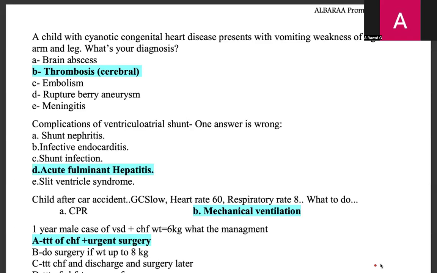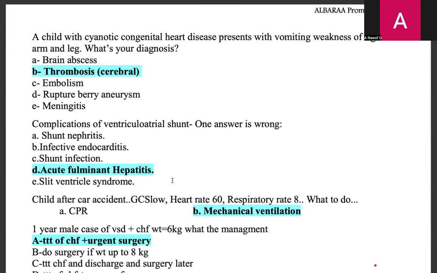Okay, complications of ventriculoatrial shunt. One answer is wrong. All the complications of ventriculoatrial shunt are shunt nephritis, infective endocarditis, shunt infection, yes. Slit ventricle syndrome, yes. We don't see acute fulminant hepatitis.